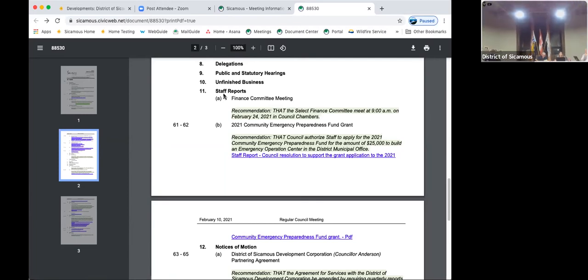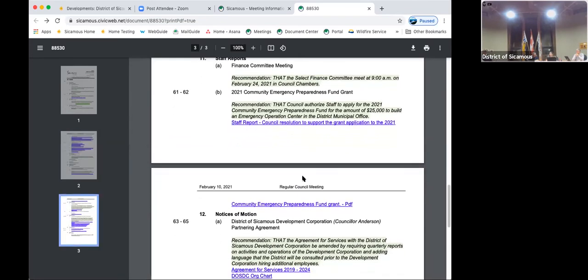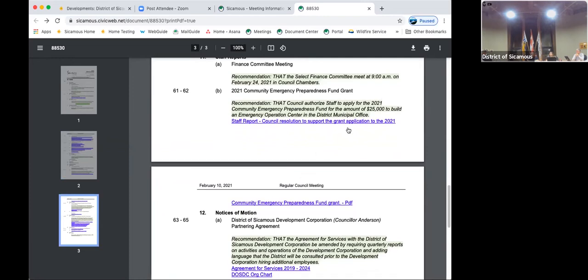Okay, 2021 Community Emergency Preparedness Fund Grant. It's a recommendation that council authorize staff to apply for the 2021 Community Emergency Preparedness Fund for the amount of $25,000 to build an emergency operations center in the district municipal office. I need a mover. Councillor Bushell, second by Councillor Evans. Brent, you've been sitting there, give us a report.